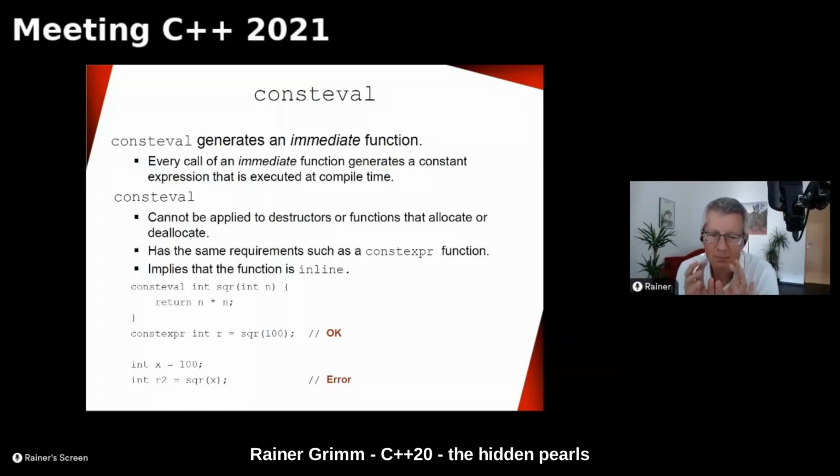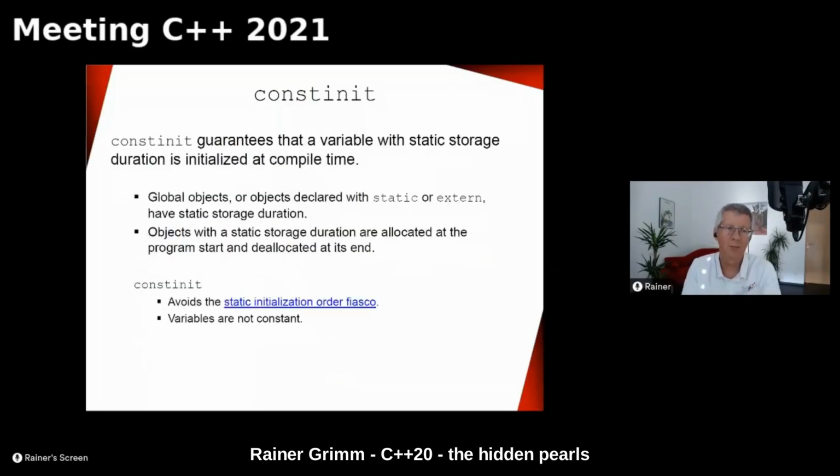Only in order not to irritate you, we have usual functions. They only run at runtime. We have consteval functions. They only run at compile time. And we have constexpr functions, which could run at runtime or compile time. It depends on the context in which you use them. And now, sorry, I come to constinit.